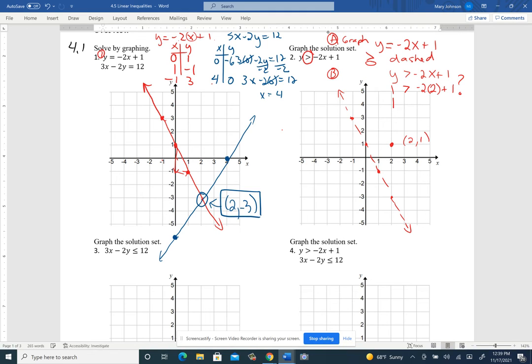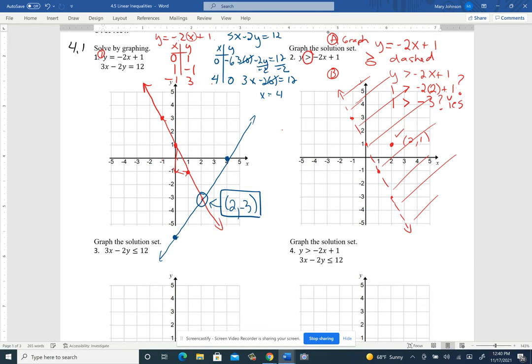What I notice is that 1 is all I have on the left. On the right-hand side, I have -4 plus 1, which would be -3. So you're being asked to determine if that's true or not. Is 1 greater than -3? Well, yes, it is. So this is a solution. You're trying to decide which side of the line you just graphed contains the solutions. And what I just found is the solutions would have to be over here, because the point 2, 1 makes the inequality true. So that point has to be on the side that contains the solutions.